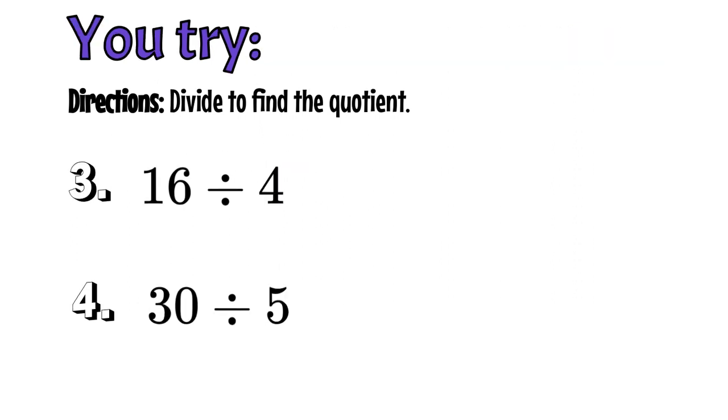All right, time for you to try some. Pause the video and try numbers 3 and 4 on your own. Hopefully you paused the video and found that 16 divided by 4 equals 4 in number 3, and in number 4, 30 divided by 5 equals 6.